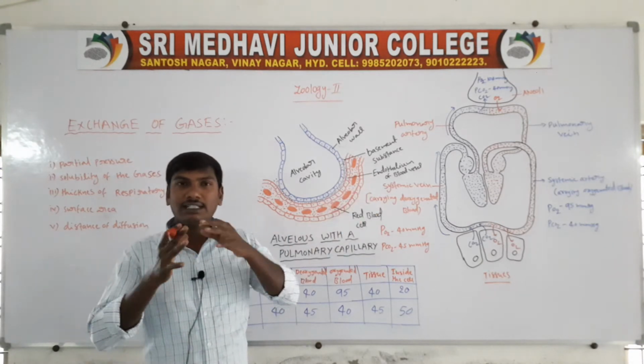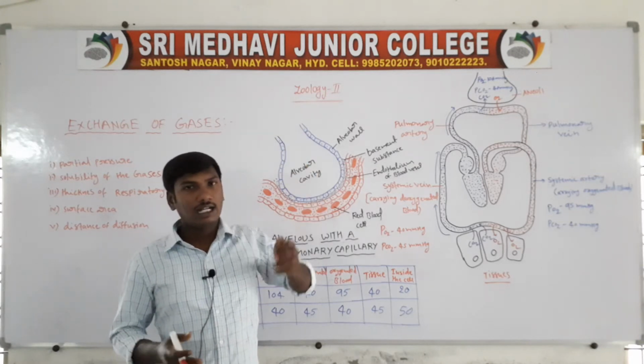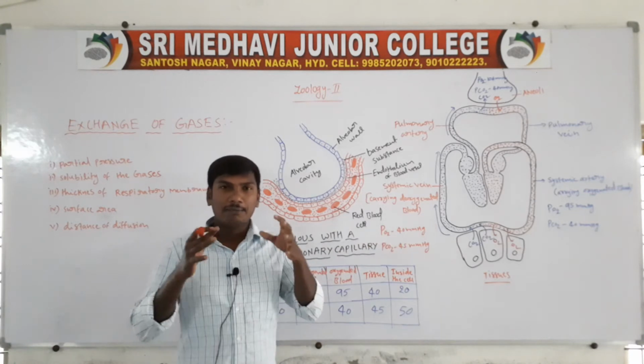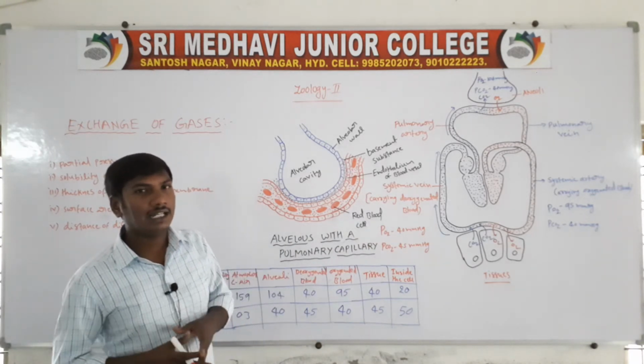Our body exchanges gases in two areas. One is from the alveoli of the lungs to blood. Another is from blood to tissues. They majorly depend on the partial pressure of the gases.